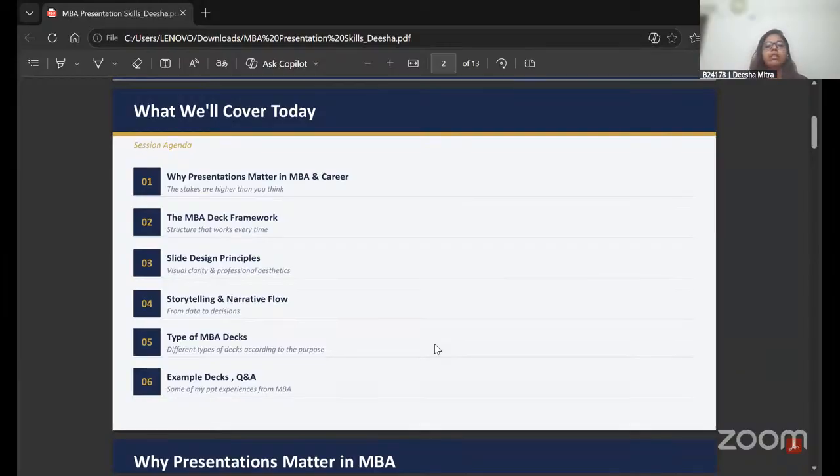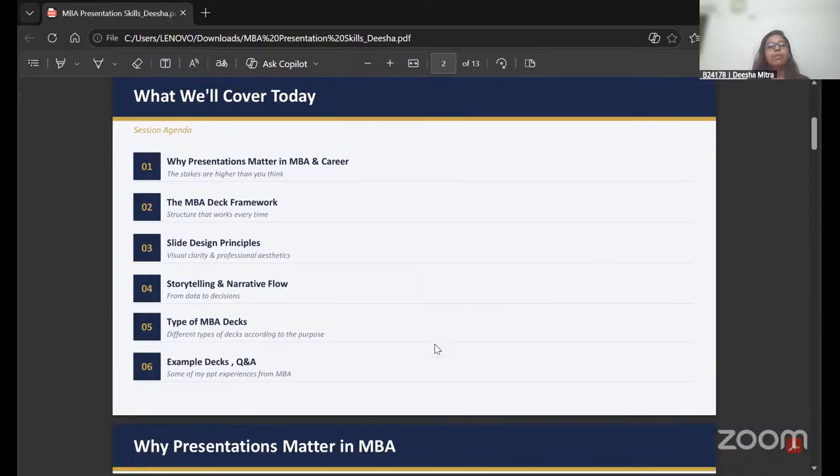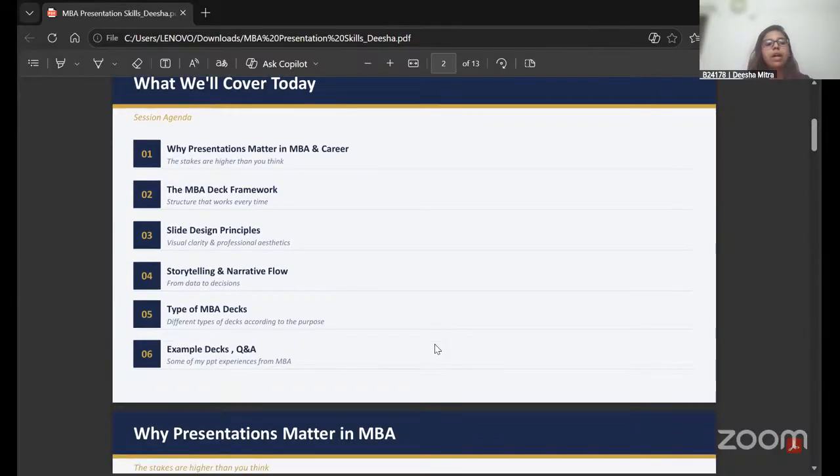Then we'll move to the basic MBA deck framework that you should use, and that would help you across 90% of the presentations that you make. We'll talk about a few hygiene checks and few design principles for PPTs. Then I would also give you a walkthrough of the different kinds of MBA decks that you would be requiring during the course of your MBA.